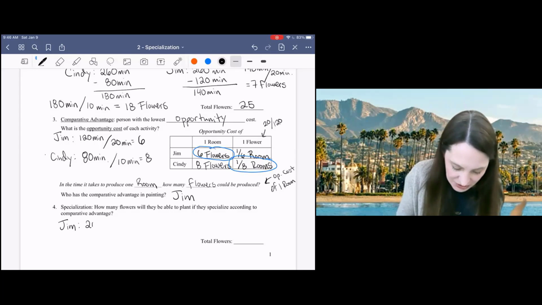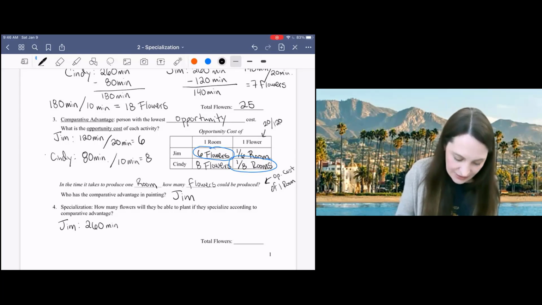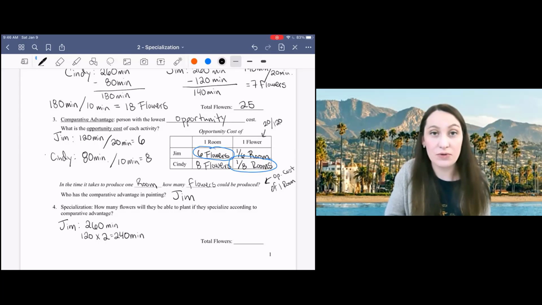So in this example, Jim has 260 minutes. It takes him 120 minutes to paint a room, but there are 2 rooms to paint. So painting both rooms would require a total of 240 minutes. Remember that Jim does not care about painting the living room. The only reason he paints the living room is to specialize, to take advantage of the increase in the production of flowers.